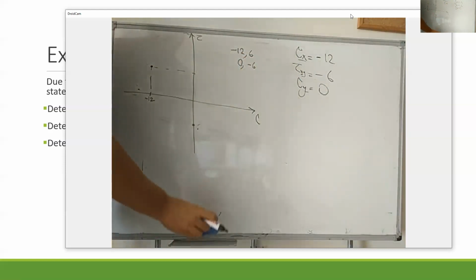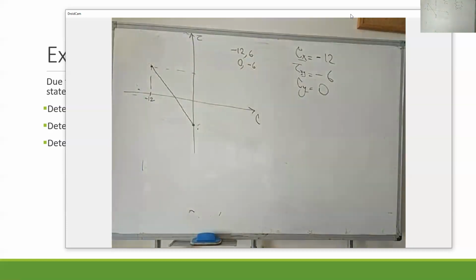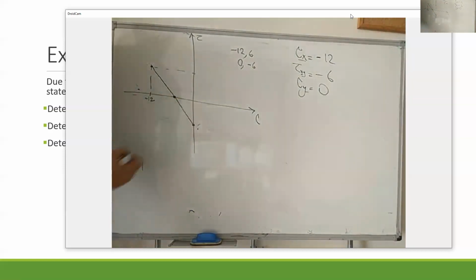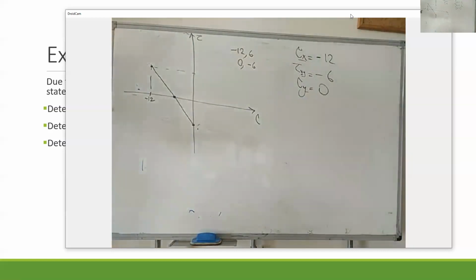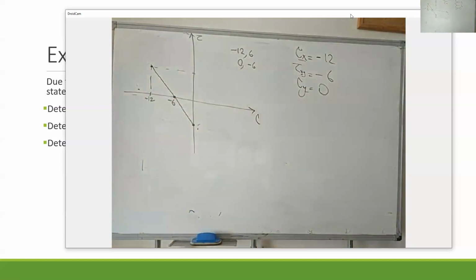I need to merge these 2 points. This is the diameter of our circle. What is the center point location? Maybe you can easily find it. This is 0, this is minus 12, therefore this should be minus 6. So the centroid of the circle is at minus 6.